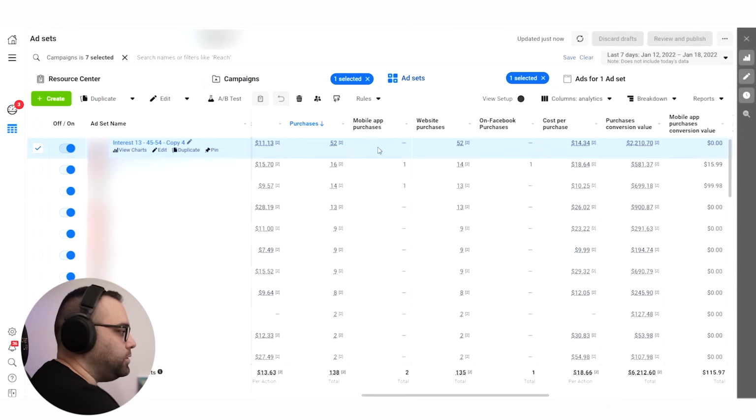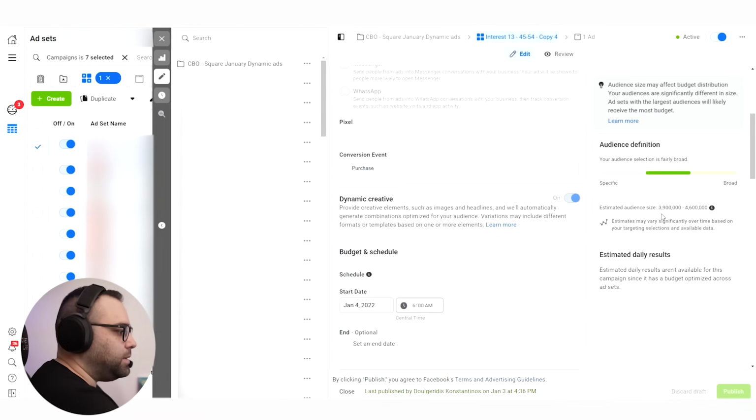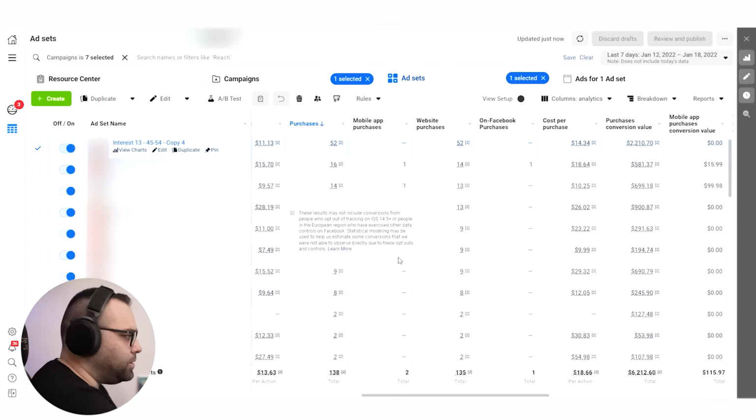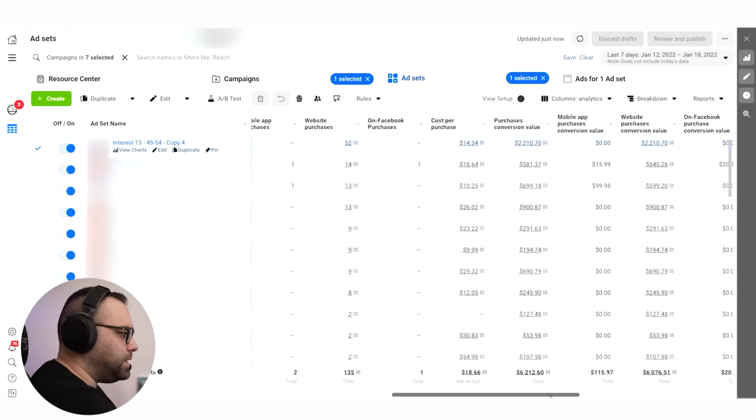So what are you going to do? Just an example. Let's see also this. So what is the potential reach? The potential reach is from 3.9 million to 4.6 million. Not always the best option, but it's a campaign that I could use for this situation.